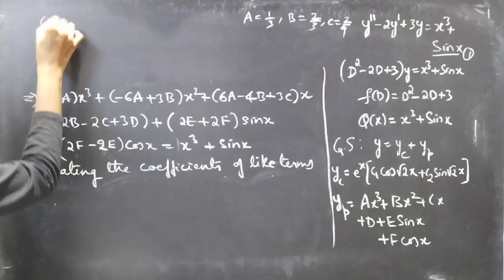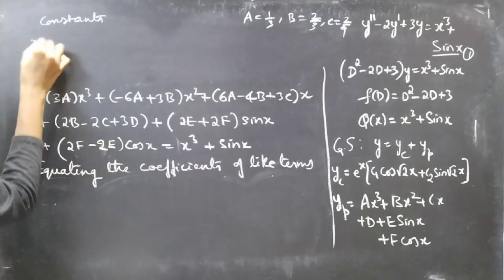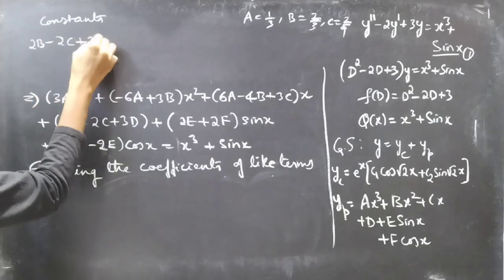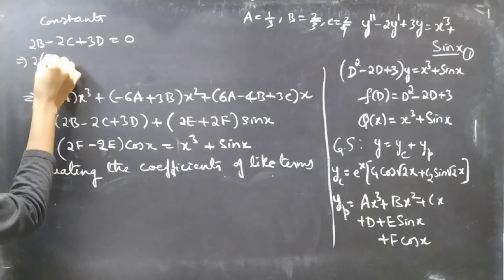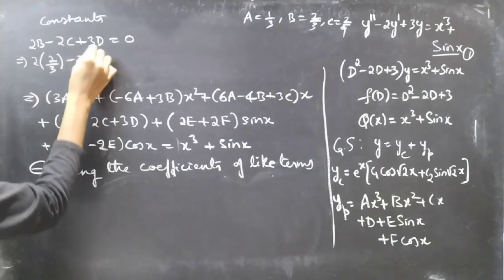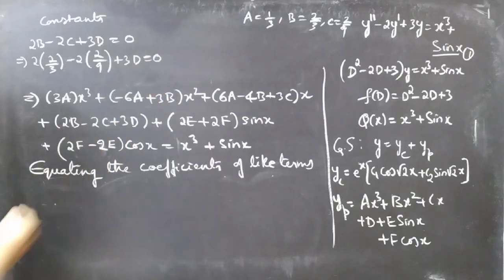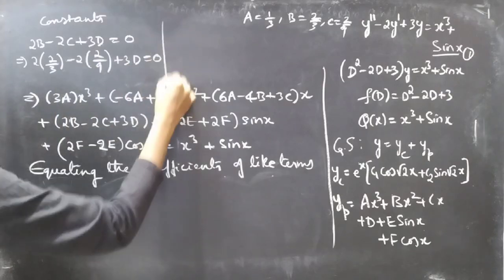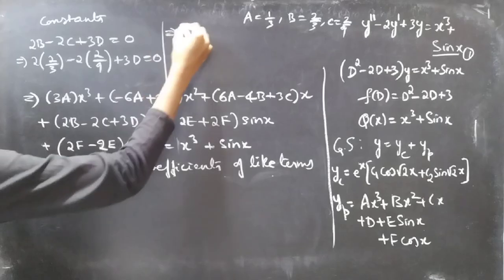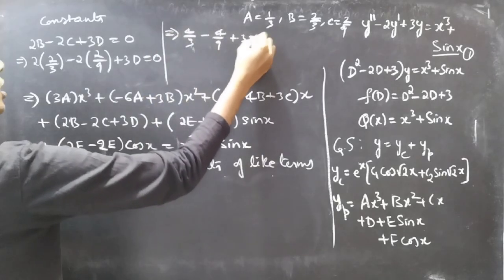Now compare constants. You don't have any constant term in the RHS, okay? You get 2b minus 2c plus 3d equal to 0. Substitute the values of b and c here. b is 2 by 3 minus 2 into c, 2 by 9 plus 3d equal to 0. This gives us 2 2s are 4 by 3 minus 4 by 9 plus 3d equal to 0.